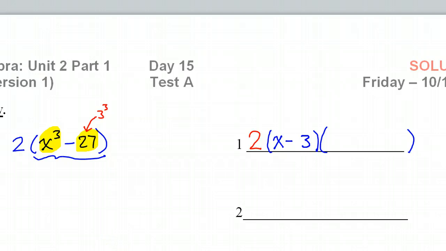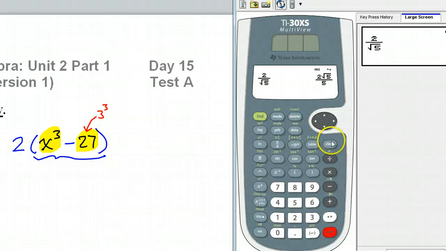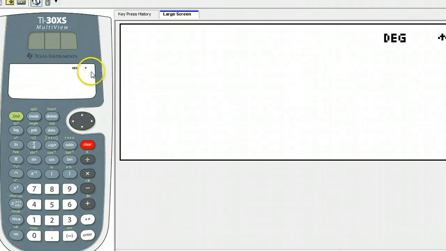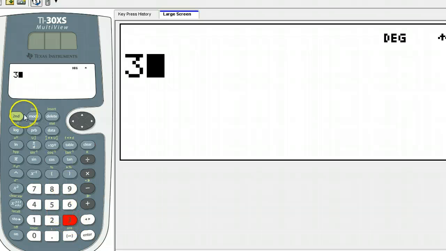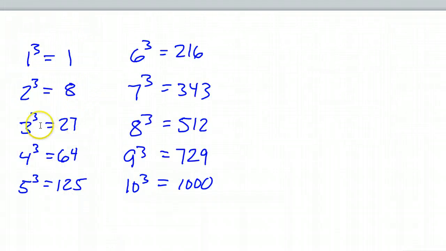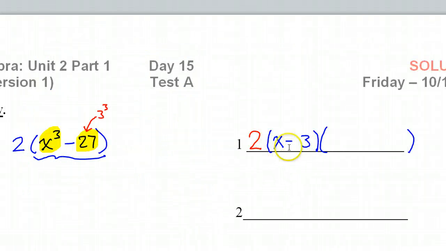Just for fun, I should mention that if you wanted to avoid making the whole list, your calculator will do the cube root. I'm not 100% sure you'll be allowed to use this calculator, but in case you are, and I hope you are, you can do the cube root by typing in the number 3 and then pressing second and this button. That makes it the cube root of whatever you type in. So that's another way of discovering that the cube root of 27 is 3. Or you could just do the list. Anyway, you've got your binomial.